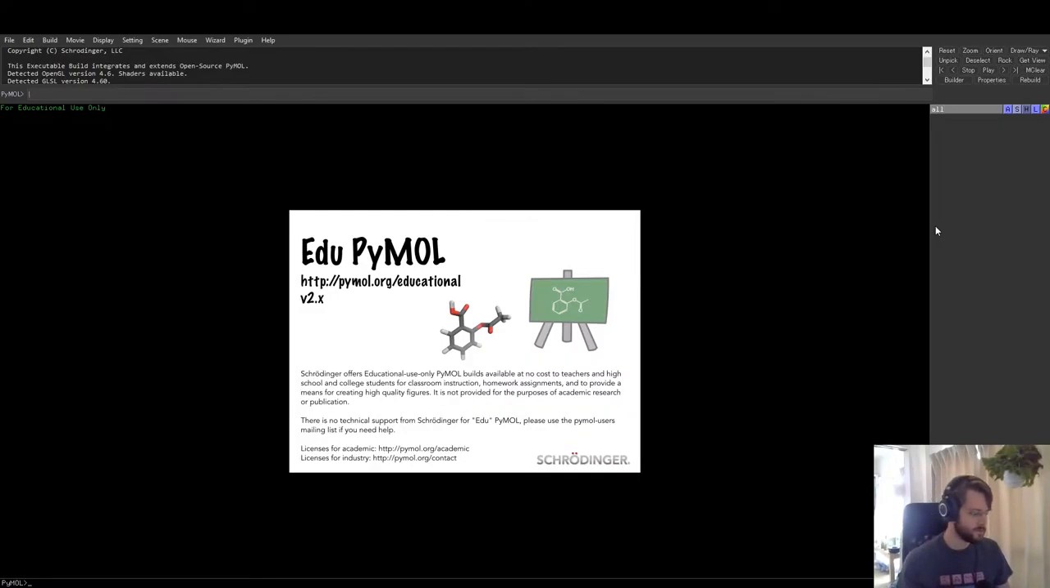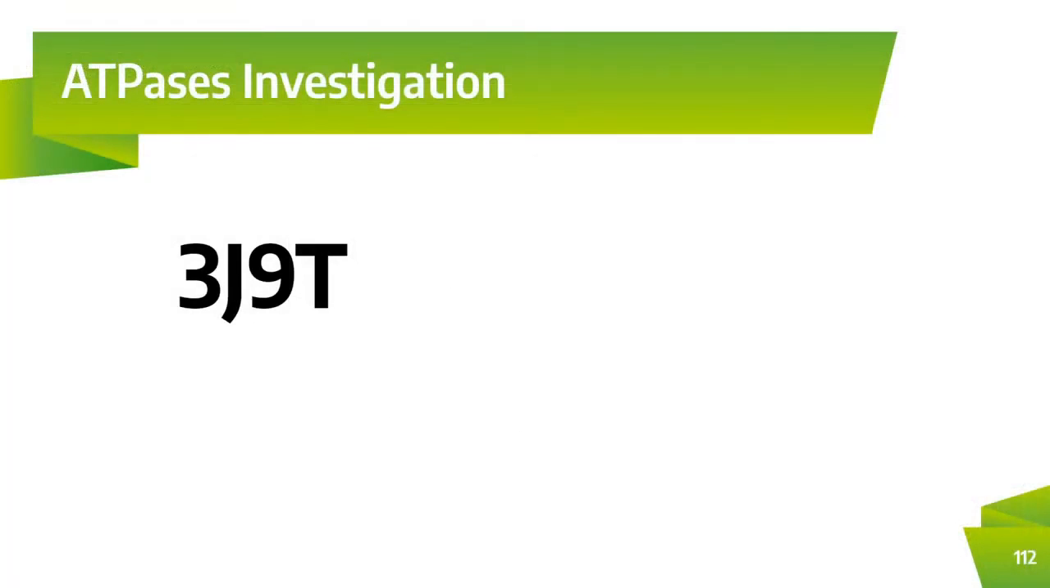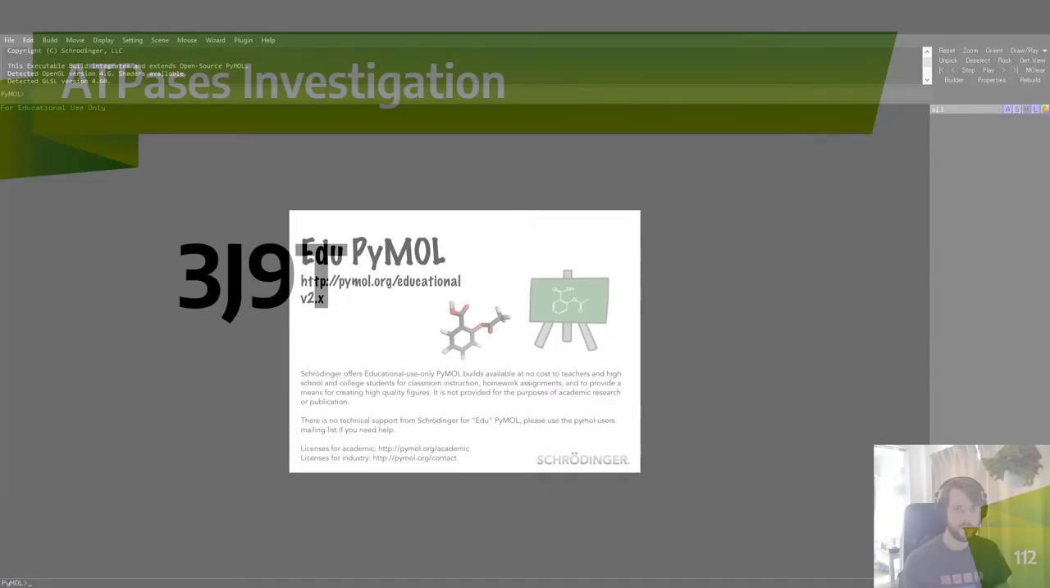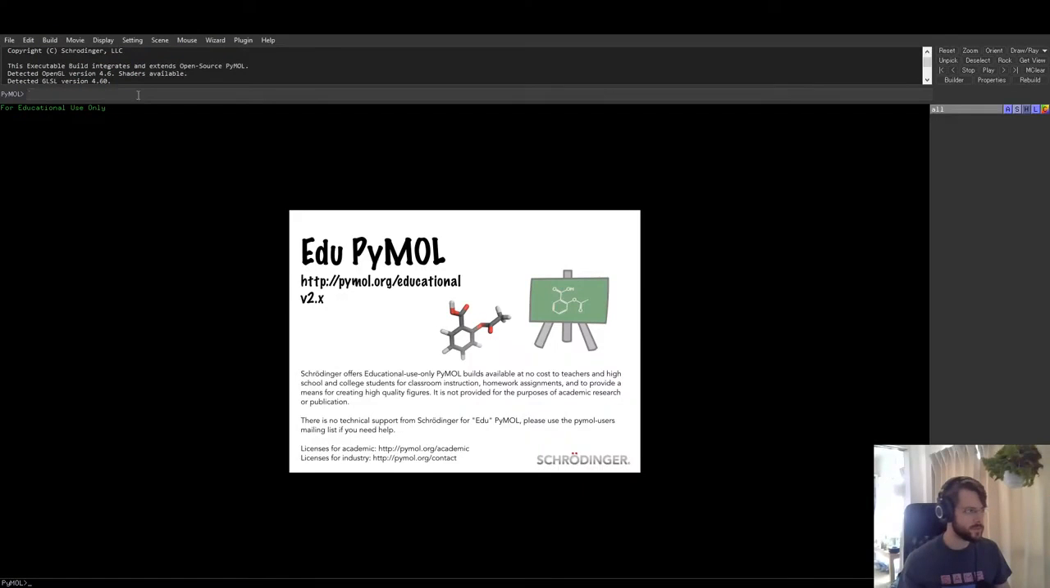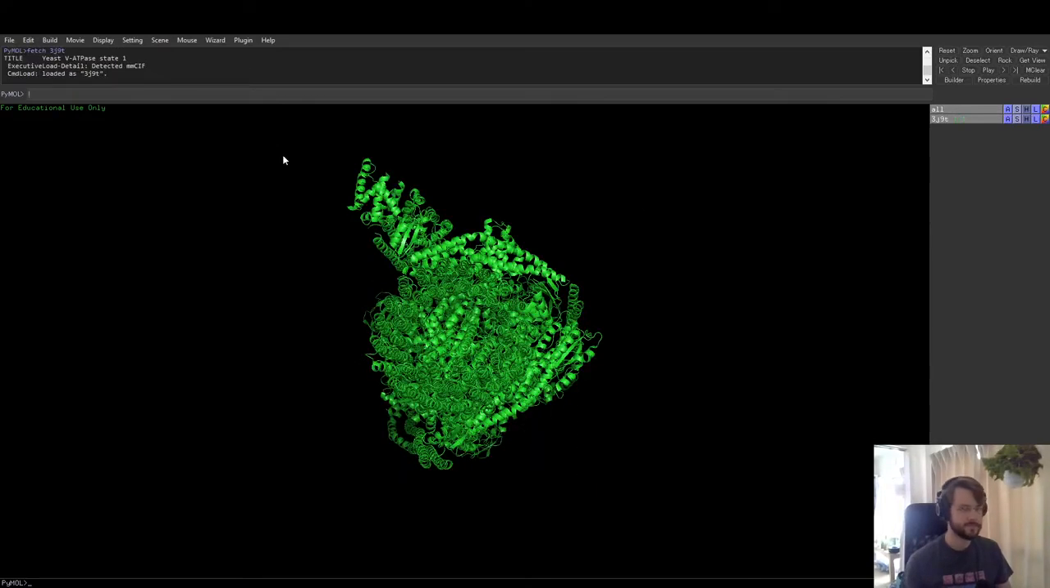So from the presentation, we want to load the protein called 3J9T. All you have to do is type in this command line up here. You type fetch 3J9T. Okay, there we have it.